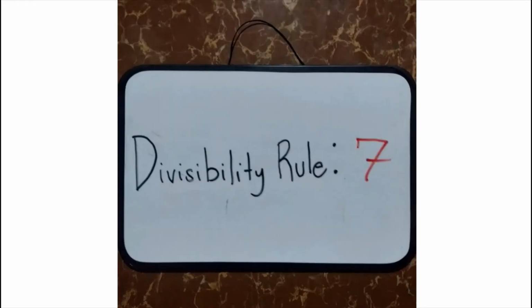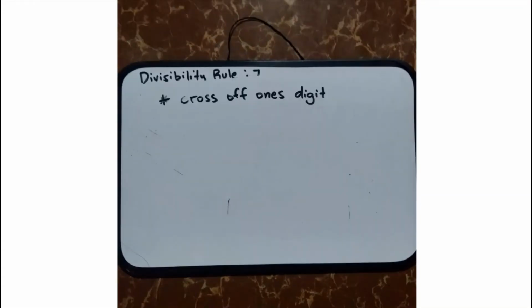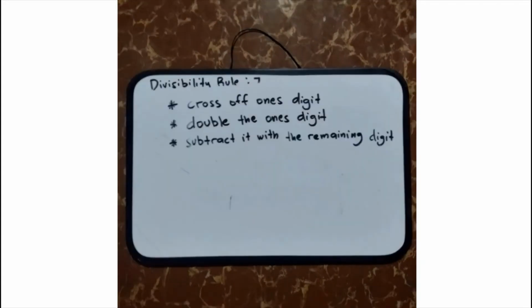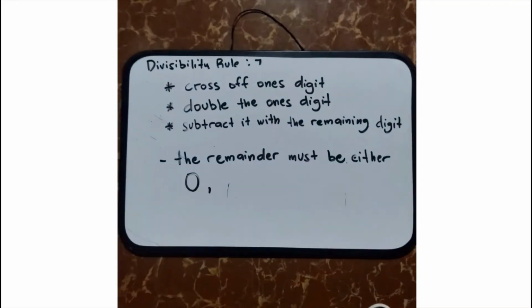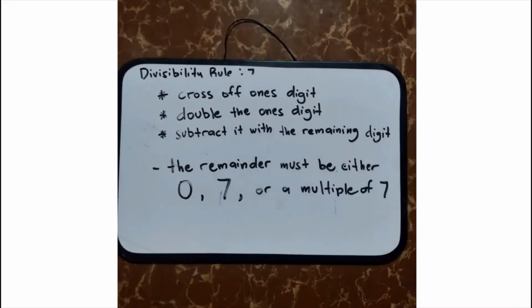Divisibility Rule 7. Given a number, let's cross off the ones digit. Then, we'll double it and subtract it from the remaining digits of the number. If the remainder is either 0, 7, or a multiple of 7, then the number itself is a multiple of 7. Let's have an example.